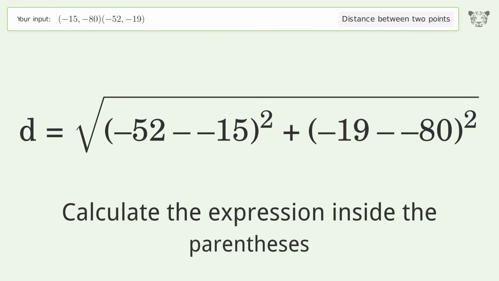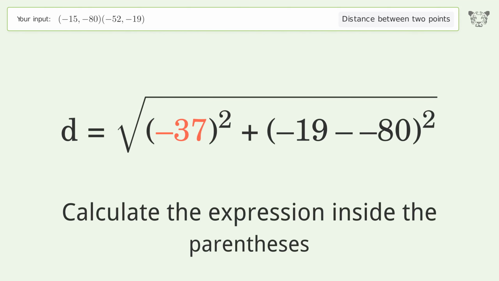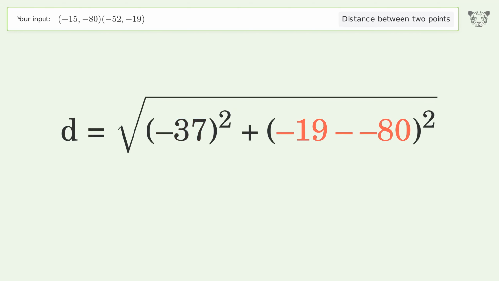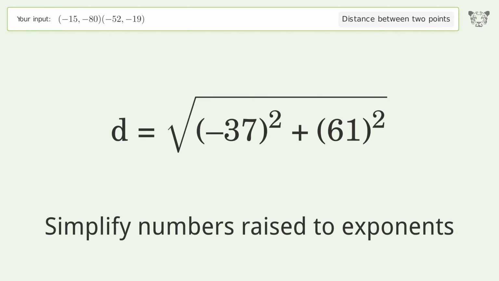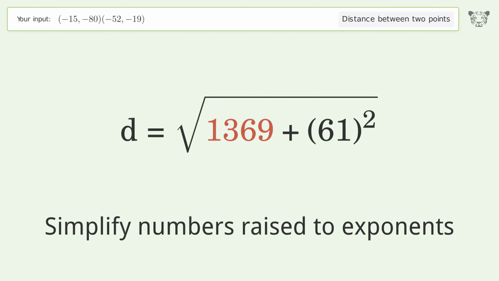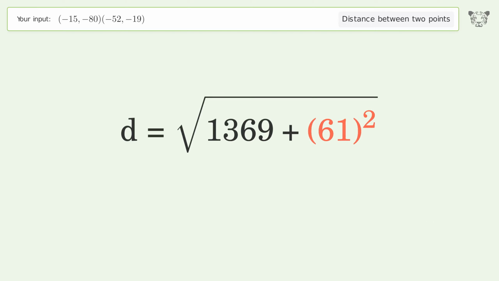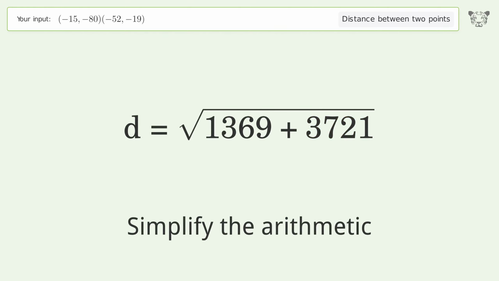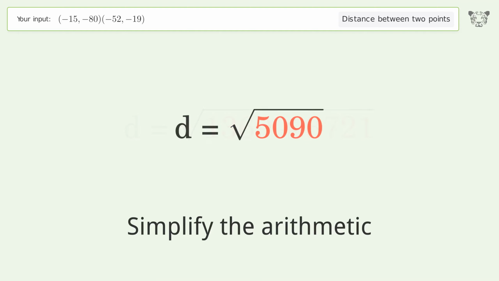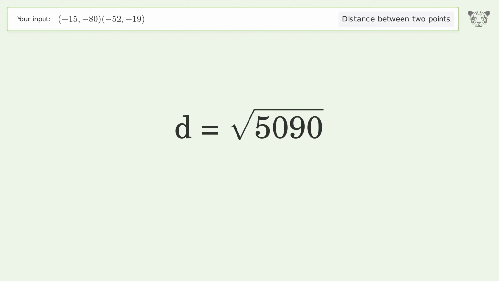Calculate the expression inside the parentheses. Simplify numbers raised to exponents. Simplify the arithmetic. And so the distance between the 2 points is the square root of 5090 or 71.344.